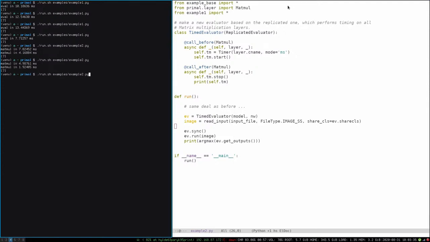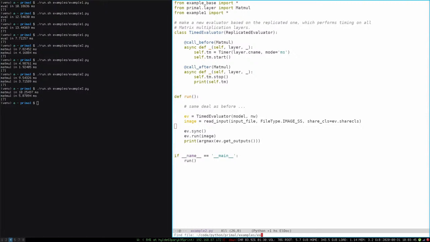So now we can run this, and we see that it's 7 milliseconds for the first one, 4 for the second one. Run it again, it's like 4. Again, there's a bit of variation, but the idea here is to show that now we get timings for only the matrix multiplication layers.